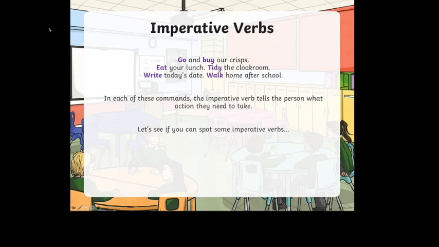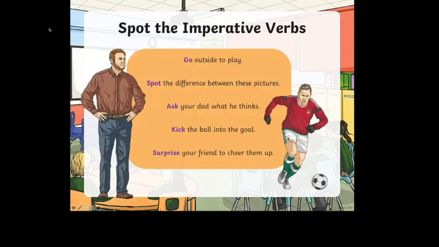Right, let's see if you can spot some in these sentences. Go outside to play. Spot the difference between these pictures. Ask your dad what he thinks. Kick the ball into the goal. Surprise your friend to cheer them up. Okay, just pause the video now. Which is the imperative verb in each sentence? Go. Okay, again, there was no need to write it down. And actually, the words are in purple for you on the screen, so it's nice and simple.